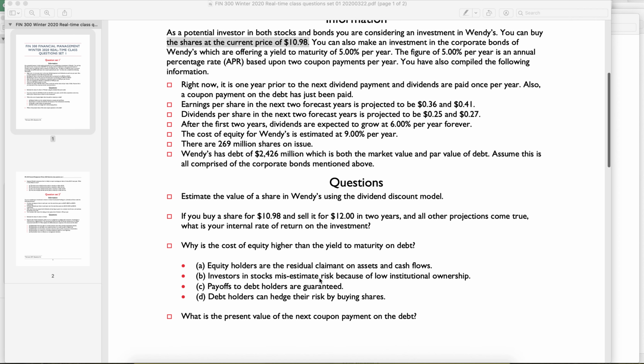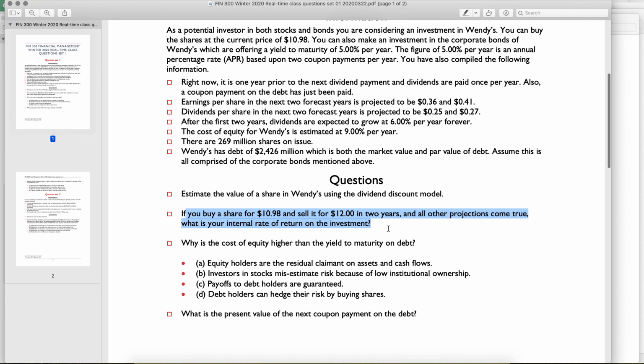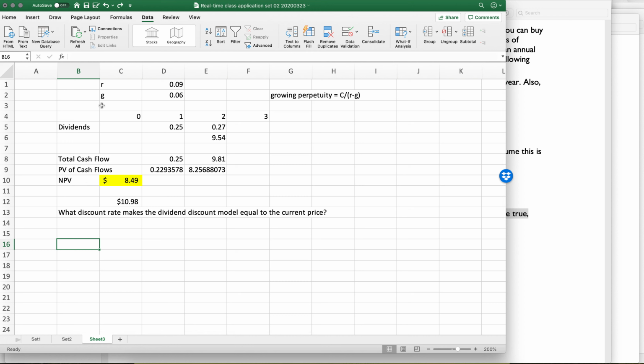Now we're going to do the second question. You buy a share for 1098 and sell it for 12 in 2 years. All of the projections are true. What's your internal rate of return? All right, let's do the same setup here.